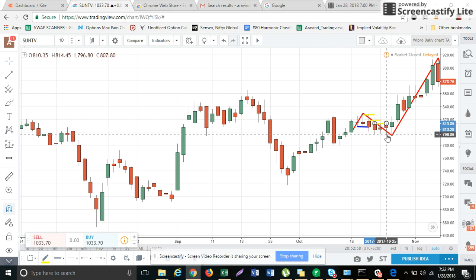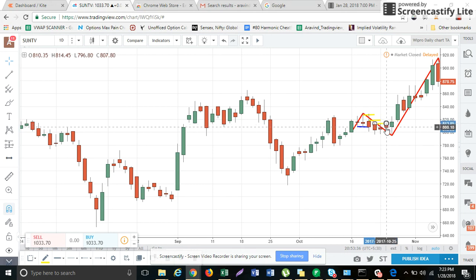On the next day, it didn't make a swing low, but it made a swing high on the same day, and our stop loss was hit at 813.45. So we are ending the previous trade, which we entered at 808.3, with our stop loss hit at 813.45. So this previous short trade ended in a loss.